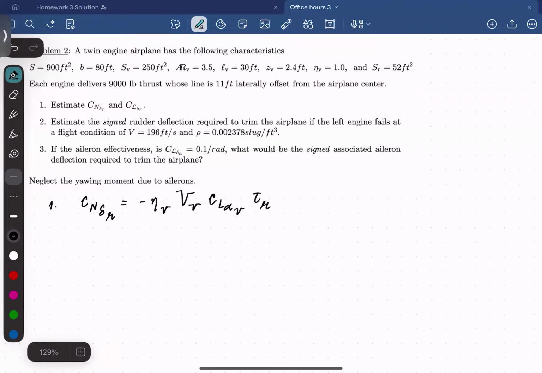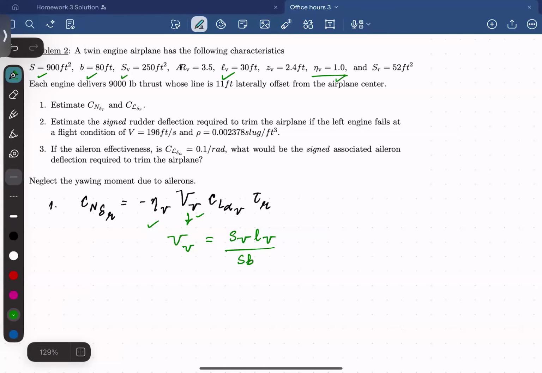It turns out that if you look at the question, eta V is provided, so we are good. We are not given this directly, but if you recall the expression for it, it is the platform area of the vertical tail times the length to the vertical tail, divided by the wing platform area and wing span. All of this is provided: the wing platform area, wing span, area of the vertical tail, as well as the length to the aerodynamic center of the vertical tail. So we are good with one more variable.